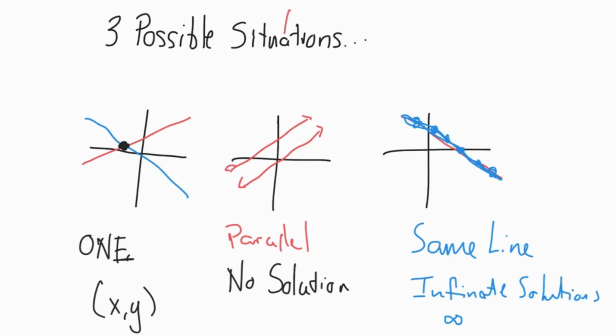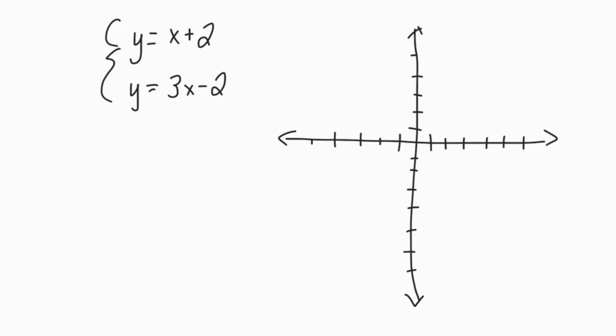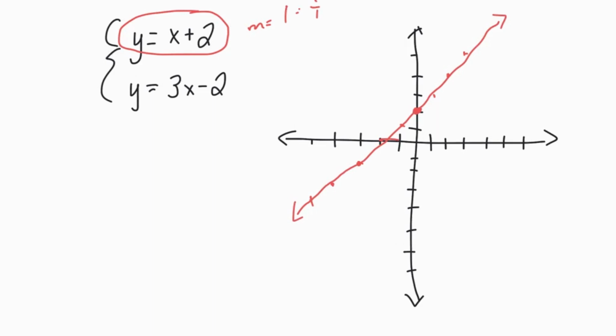Now let's get started. We have a system: y is equal to x plus 2 and y is equal to 3x minus 2. So I'm going to color code these. I'm going to do this one first. So this one, I start at a positive 2 on my y-axis, and then my slope is 1. So to find the rise over run, it is 1 over 1. So it goes up 1, right 1, up 1, right 1, up 1, right 1. And then it'll also go down 1, left 1, down 1, left 1, down 1, left 1. And I have that line on this graph.